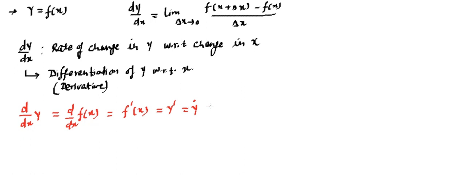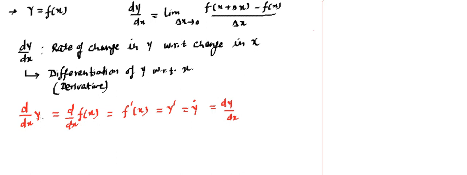But the most popular way of writing is this dy upon dx. So either we say dy upon dx, or y dot, or y prime, or f dash x, or df upon dx, or d upon dx of y. All have the same meaning, and that meaning is written over there mathematically. Making sense? So this is how the notation goes for differentiation of y.